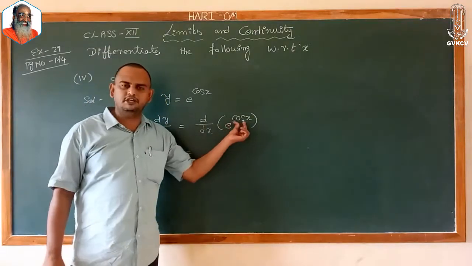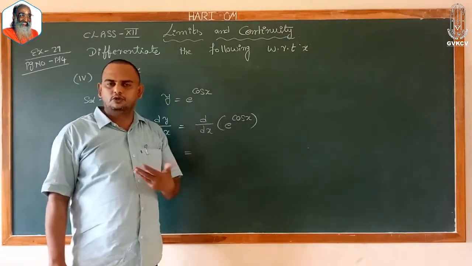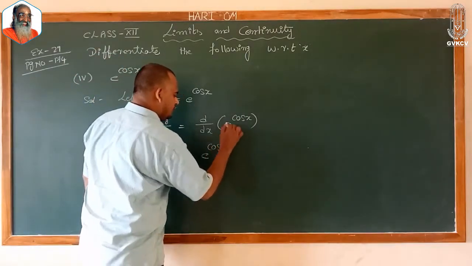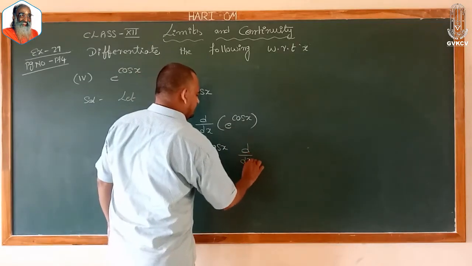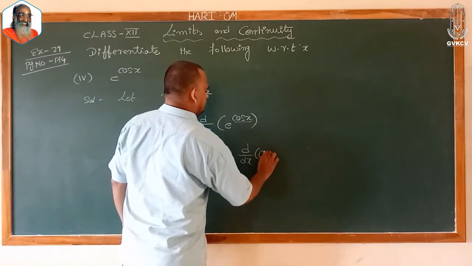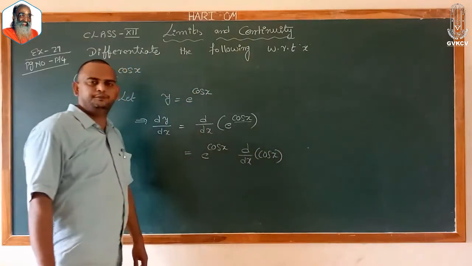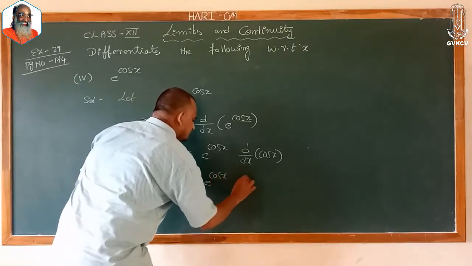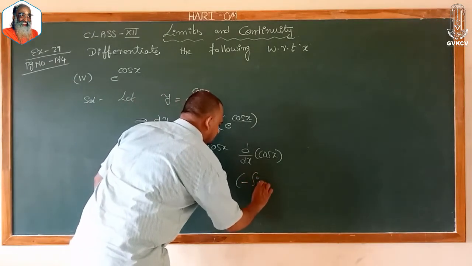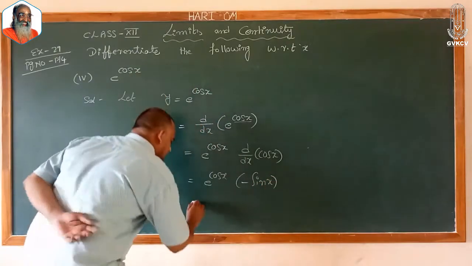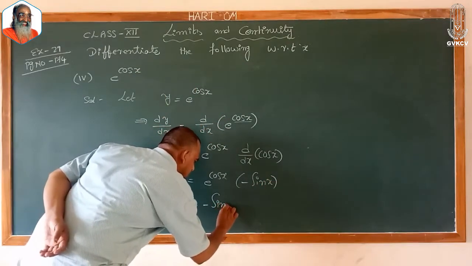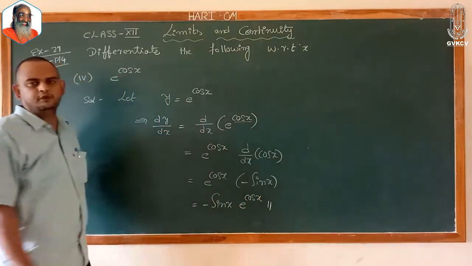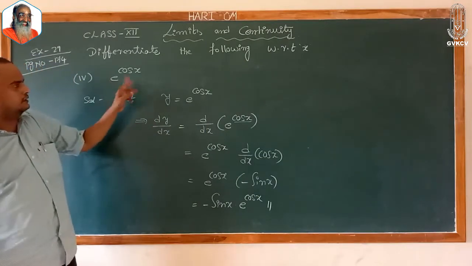It is just in the form of e power x, an exponential function. So the derivative of the exponential function is nothing but e power cos x. But in place of x, we have cos x, so we need to differentiate cos x also. So we have e power cos x. The derivative of cos x is nothing but minus sine. So finally, our answer is minus sin x into e power cos x. So this is the derivative of the given function.